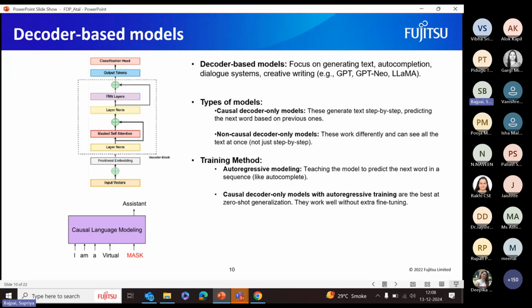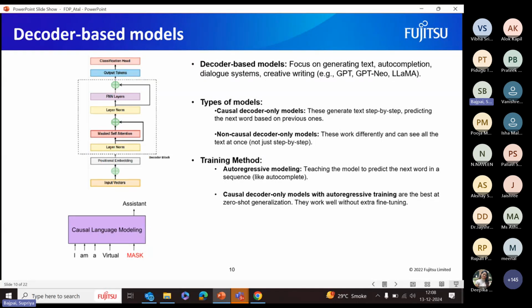So this just means teaching the model to predict the next word in a sequence based on the words that came before it. Think of it like an auto completion task when you are typing a message or a search query, based on whatever you have typed so far. The model will predict the next word or the next phrase depending on whatever you have written or typed previously. So in a causal decoder only model, the training follows the same idea, where the model learns to predict one word after another, using only the previous words in the sequence.